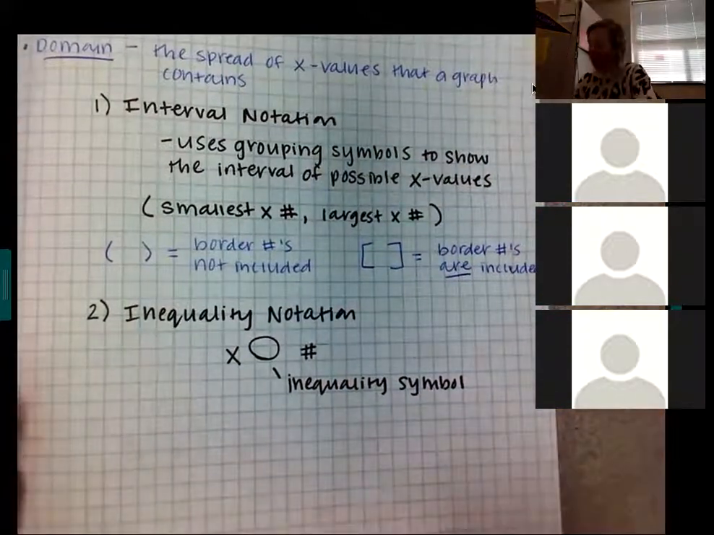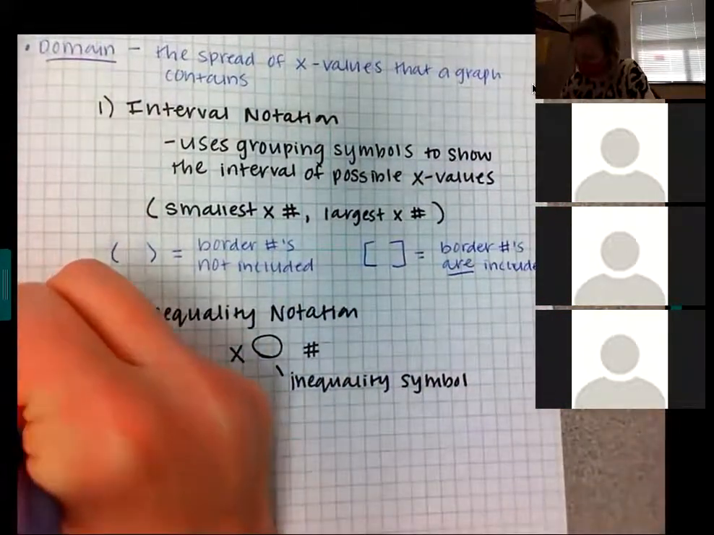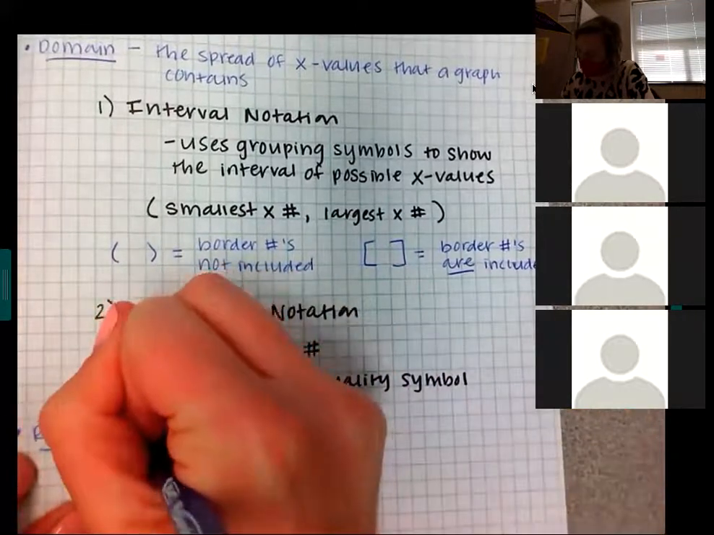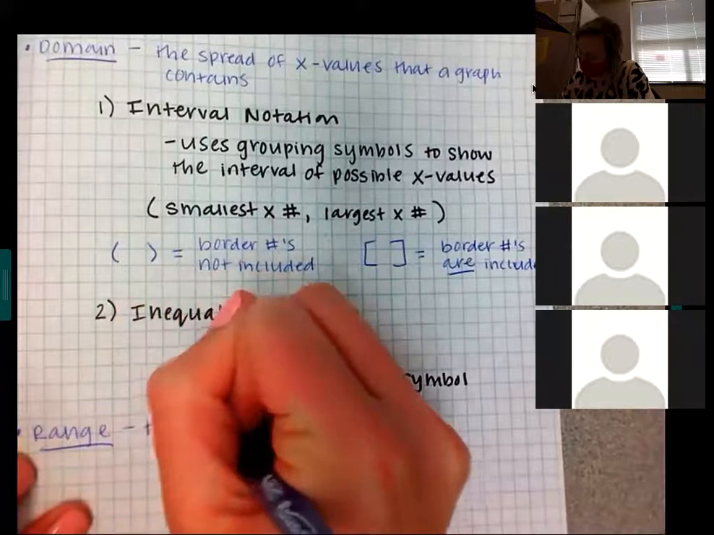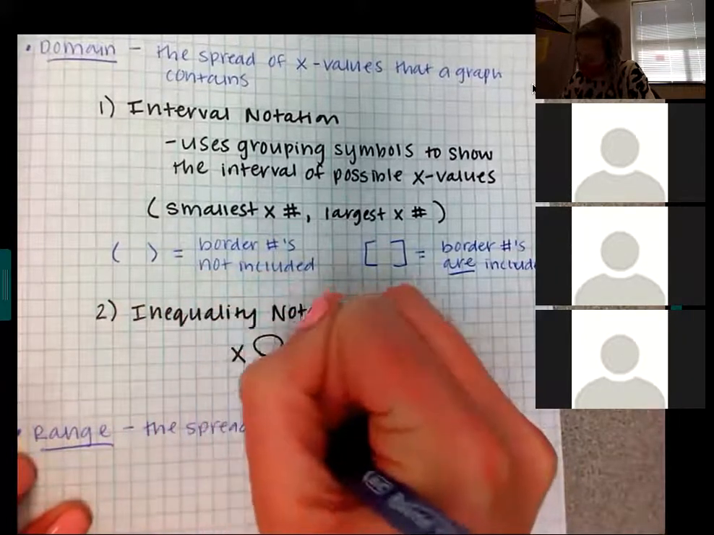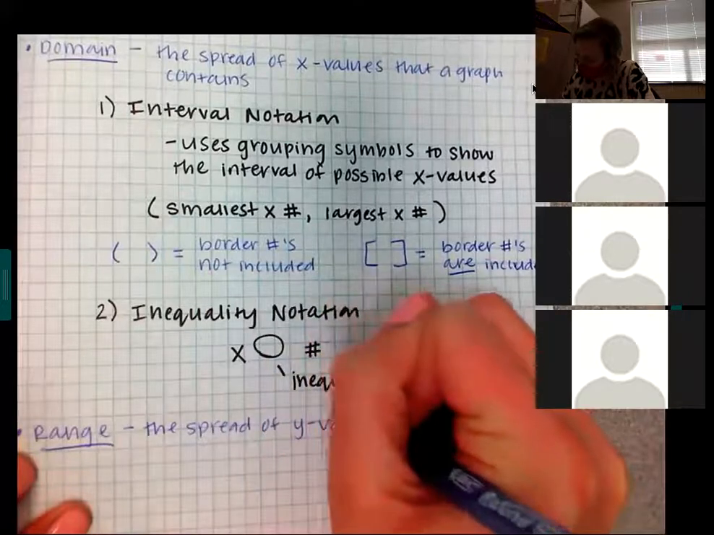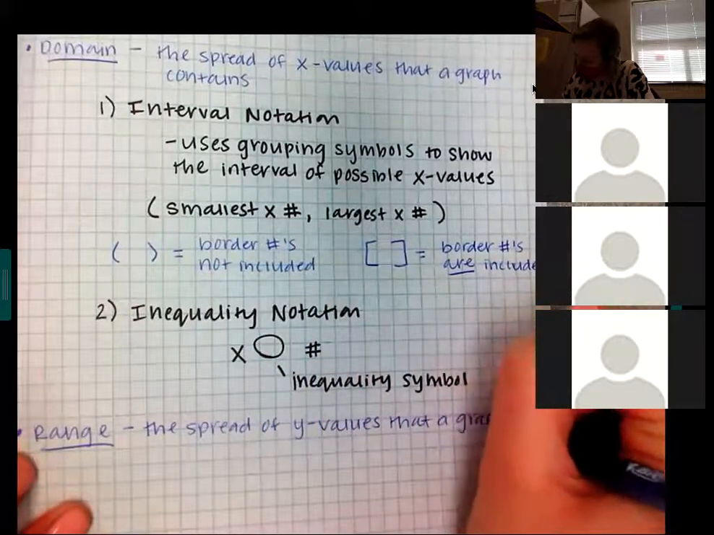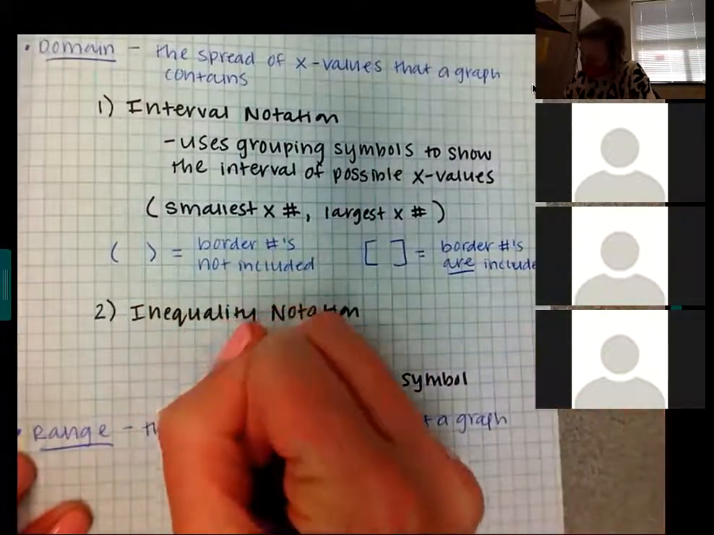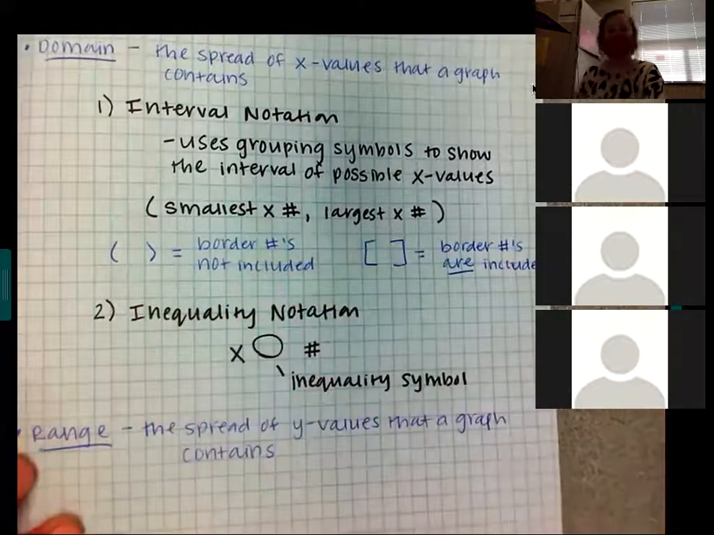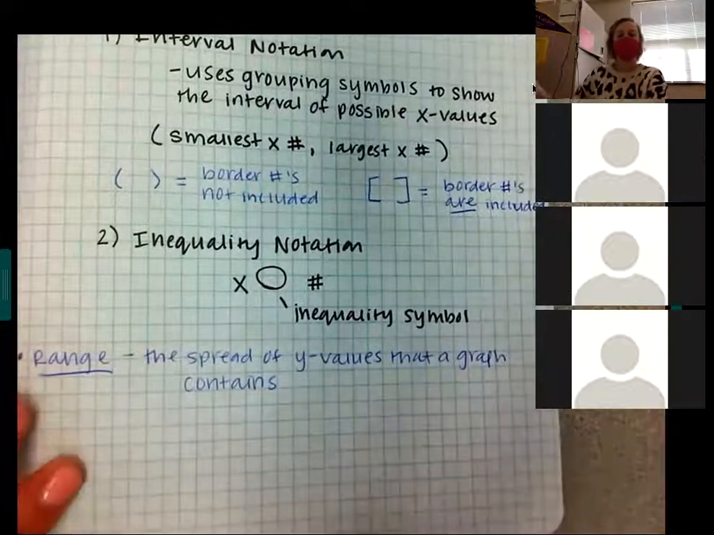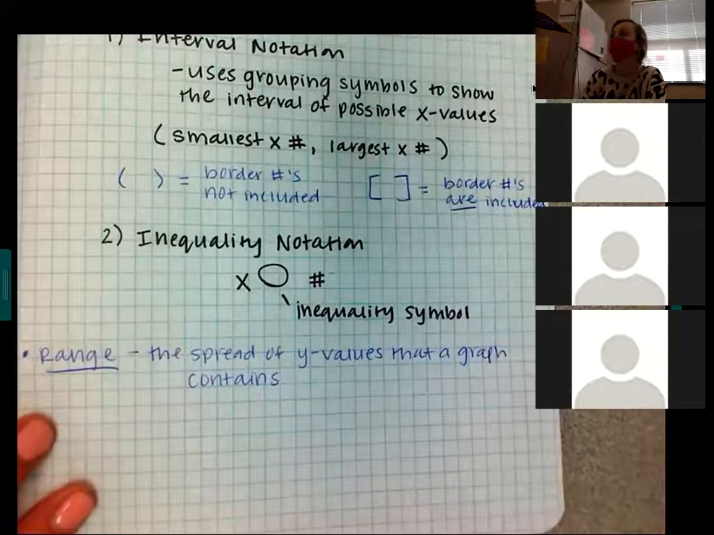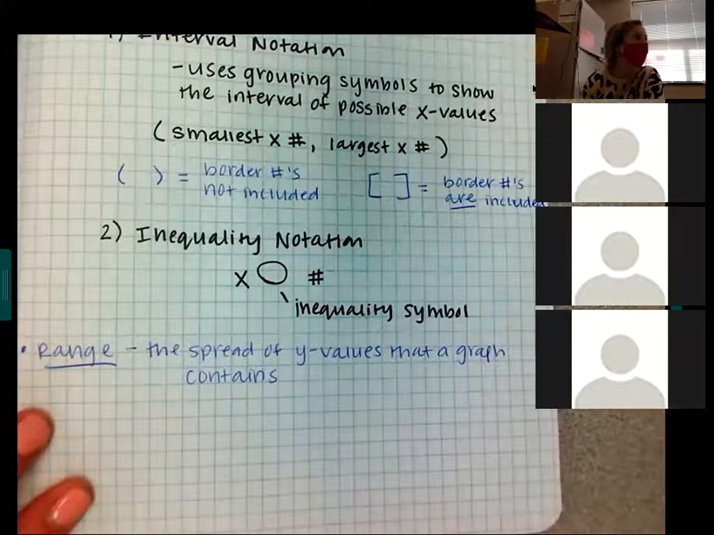So we said domain is the spread of X values. And you guys also told me earlier that range was the Y values. So range is the spread of Y values that a graph contains.